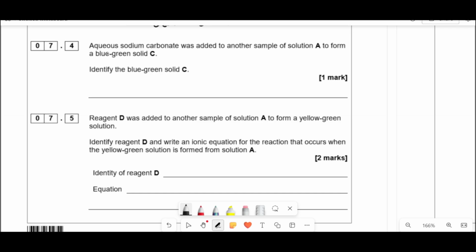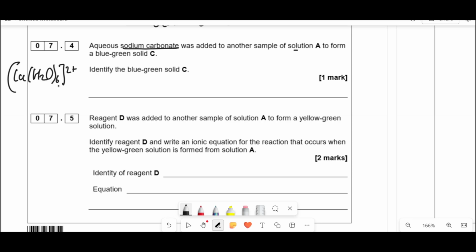Aqueous sodium carbonate was added to another sample of solution A to form a blue-green solid C. Identify the blue-green solid C. So sodium carbonate, we're adding it to A, remember? A is Cu(H2O)6 2+. Now this is under a subtopic called metal aqua ions, which is where a metal is bonded to water to form complex ions, right?